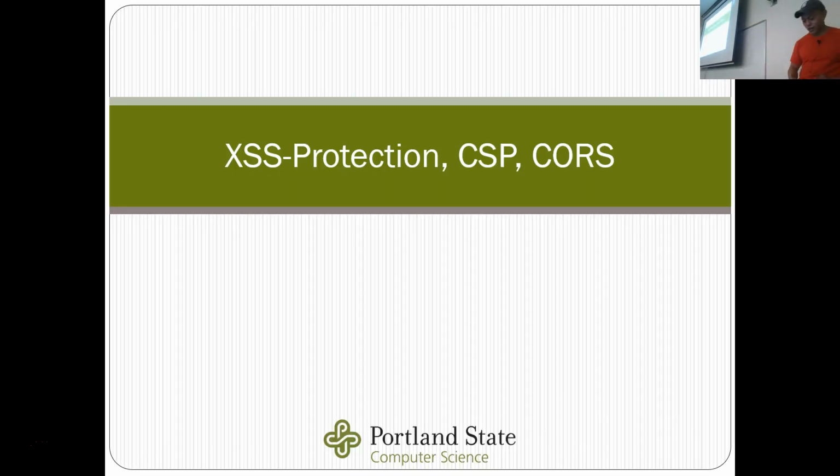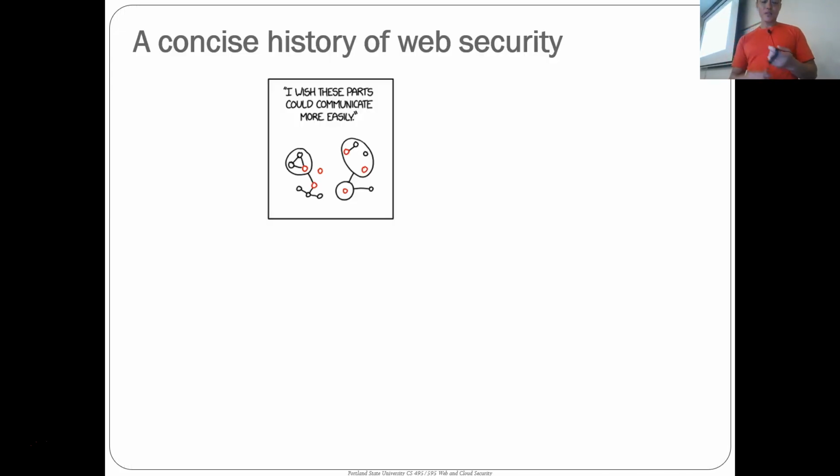Okay, so now let's talk about prevention. There are a multitude of things that both prevent this and get around the same origin policy. These are the three that we're going to talk about. We'll start with a very concise history of web security, and this actually makes Tacey's comment very prescient.